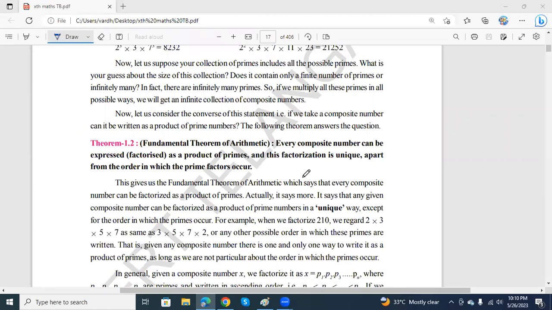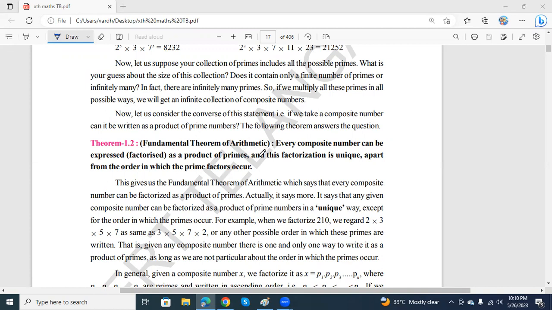Hello children. In this video, I'm going to explain a few questions from exercise 1.2 from class 10. Before entering exercise 1.2, you need to understand a few concepts. Okay, so this is the fundamental theorem of arithmetic.